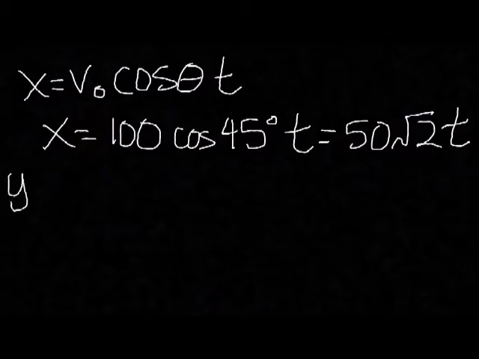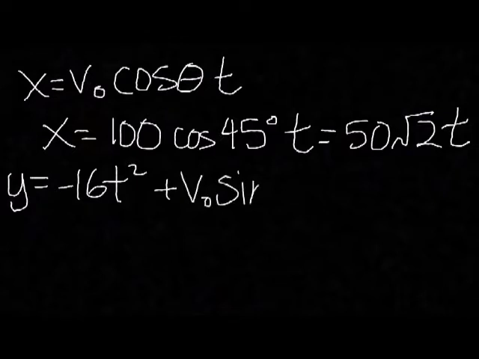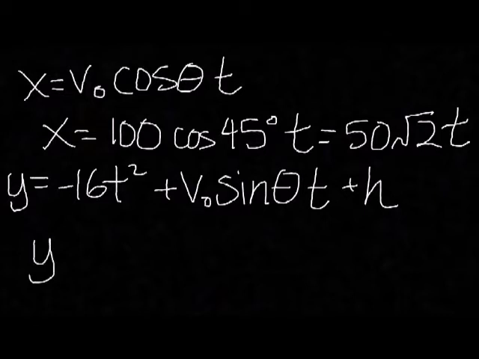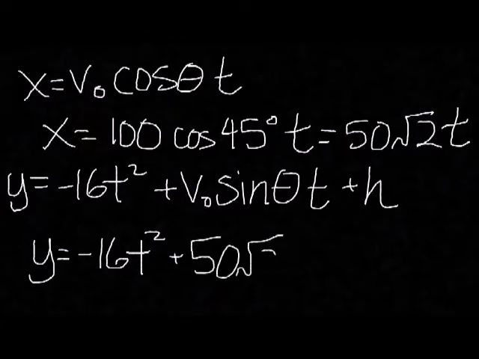And then y is equal to negative 16 t squared plus initial velocity times sine theta times t plus h. Now this one's slightly longer, but the principle remains the same. All you have to do is plug in the numbers you already know and simplify. So the general equation for y is negative 16 t squared plus, now we know that the initial velocity is the same and theta is still 45, but sine and cosine of 45 both equal root 2 over 2, so the middle part of this y equation would be the same as the x one. So plus 50 root 2 t plus 4, which is the initial height we start at.